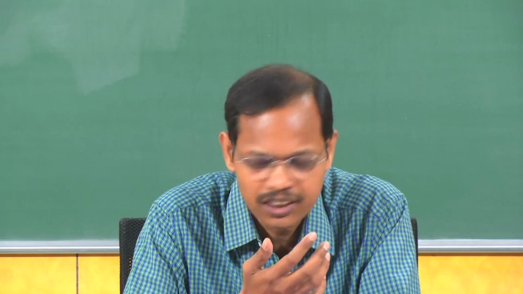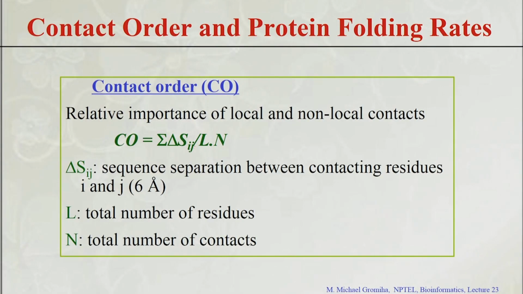So, what is the contact order we discussed earlier? How to define the contact order? This is given as delta Sij summed, divided by L and N. What is delta Sij? It is the sequence separation between the contacting residues. So, we construct a sphere of radius 6 angstrom and look at the contacts, then check the distance separation, and that will give delta S. What is L? The total number of residues, that is the length of this protein, and N is the total number of contacts. So, we do it for each residue to get the delta Sij, add up together and then normalize with the length and the number of contacts.